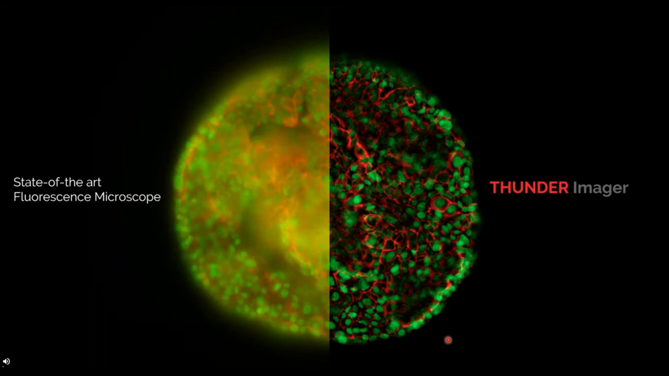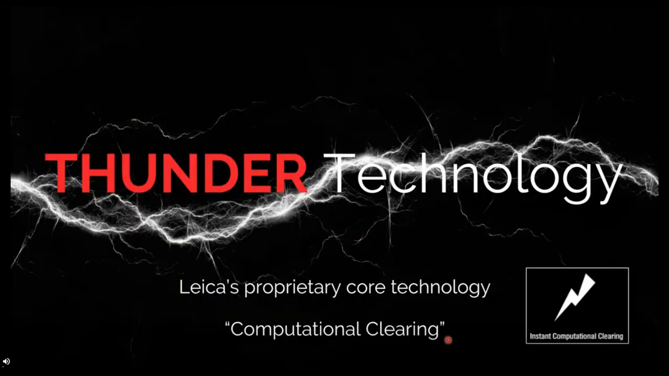So how are we doing this? We're doing this with Thunder, which is our core technology, but then we actually have algorithms beneath that, one that is called instant computational clearing. And this is a proprietary technology from Leica, where we remove the out of focus light through our computational clearing method.